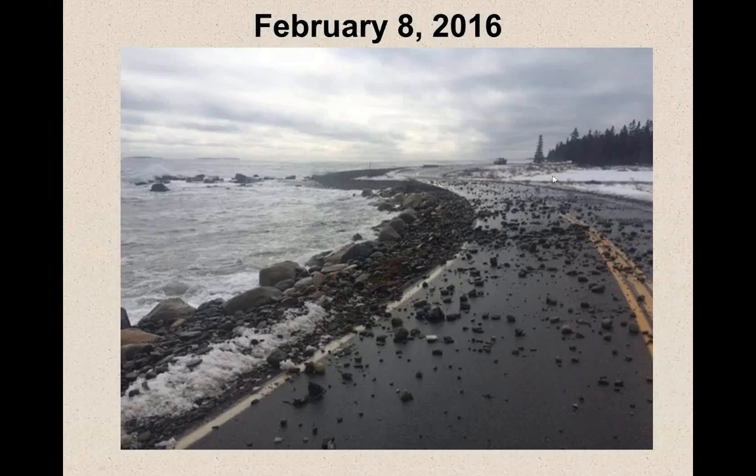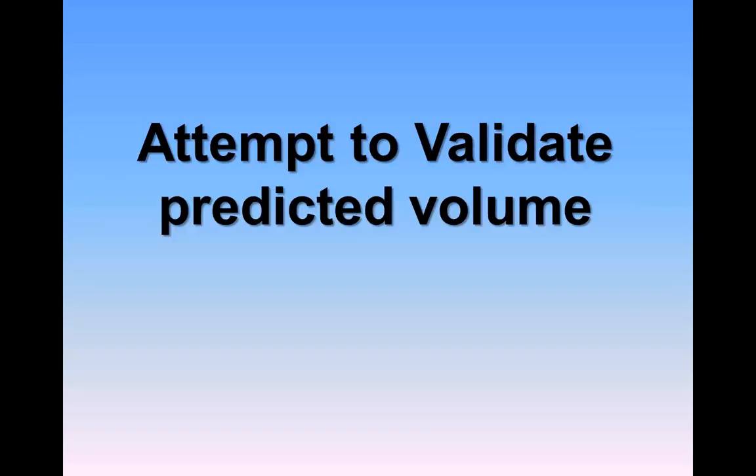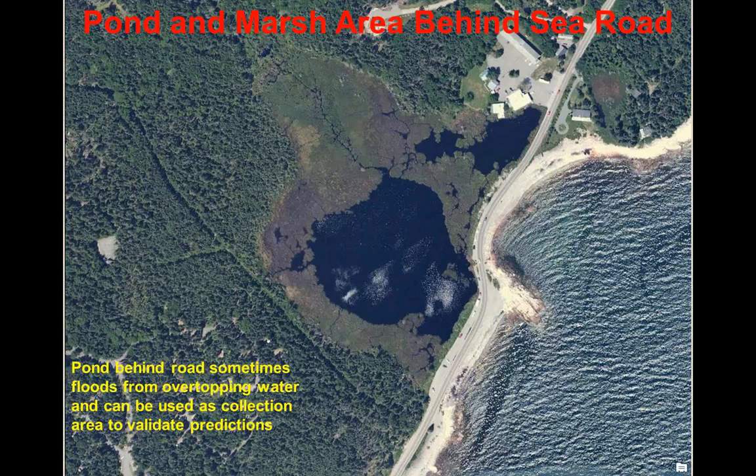Here's the pond area behind the revetment, and I'm going to talk about that in a minute as a possible way of validating this, similar to what we've been doing at the Scituate site. This is what I had in mind. Again, this is the aerial view of the test site itself. We have the revetment along the road here, the pond and swamp area behind it, and in the most extreme cases, the water goes over all of this and floods this area.